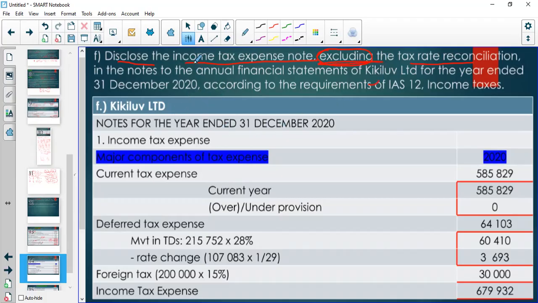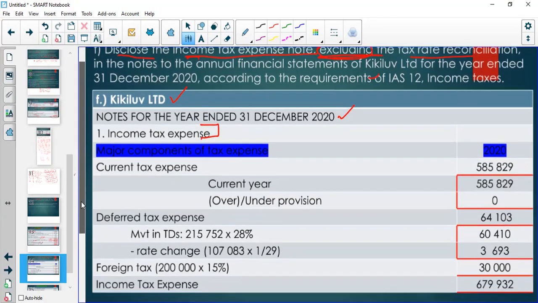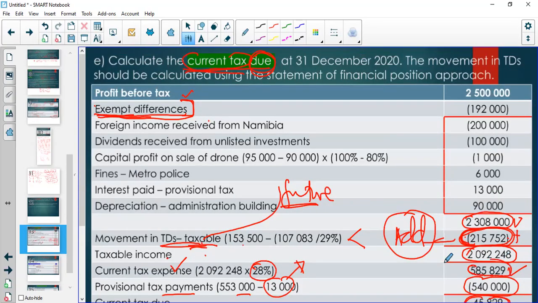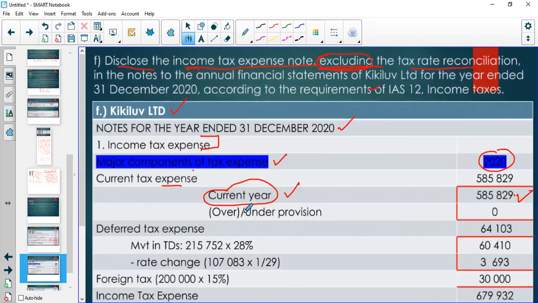So this is how you disclose your tax: the name of the entity, the year, then the note that you are disclosing. So the major components, you're now breaking down the tax expense, the major components of tax. All right. So your current tax expense, we calculated for the current year. If you remember, that's what we got here: 585829. Then if there was an over provision last year, we have to deduct it here. If there was an under provision last year, we have to add it here. And then together, these two are going to give us the current tax expense.